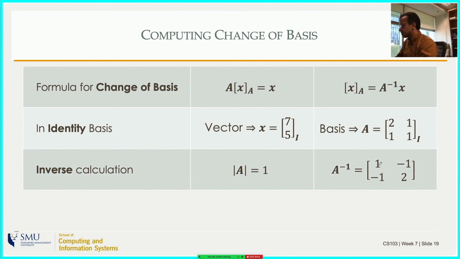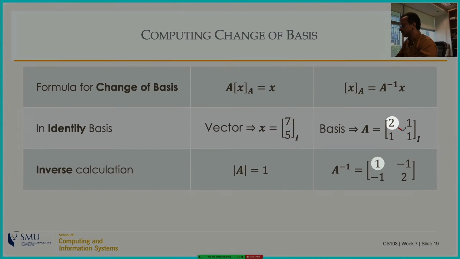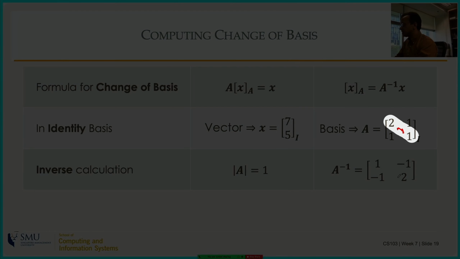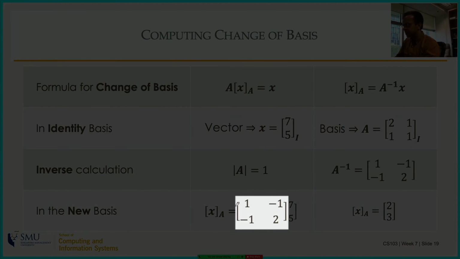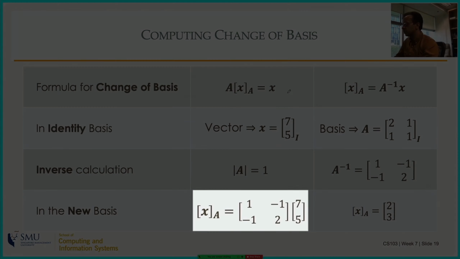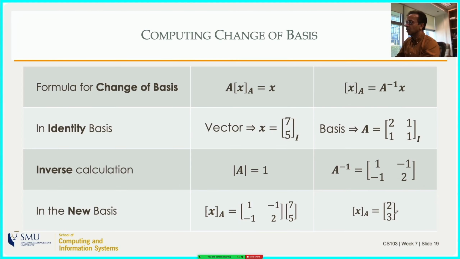What's the inverse of a 2 by 2 matrix? Swap diagonals. So in the place of 2, I get the other one, 1. So 2 and 1 just get swapped. And off diagonals, I just switch the sign. And then I have to divide by the determinant of A. Happily for us, it is 2 times 1 minus 1 times 1, so it is 1. That has the inverse. And the new components are just the inverse times the original components. And if you do the multiplication, you get the components.